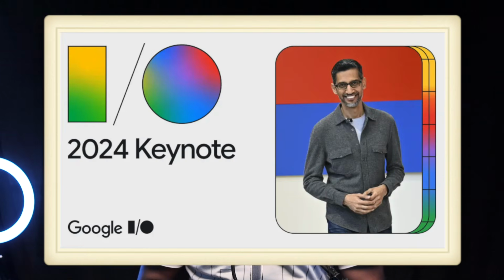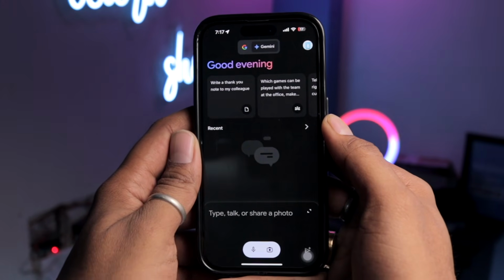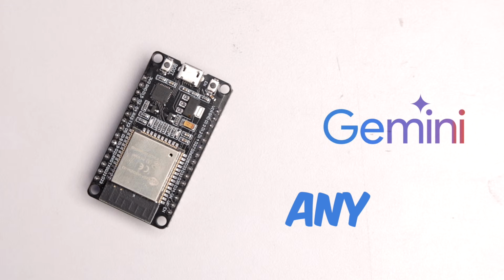So after Google's AI event, the word Gemini became much more popular, and many of you watching this video must have already heard about it and may have used it as well in your smartphones. But what if I say you can use that same Gemini AI in your ESP32 board and can ask any questions that you want? Let me show you a quick demo.